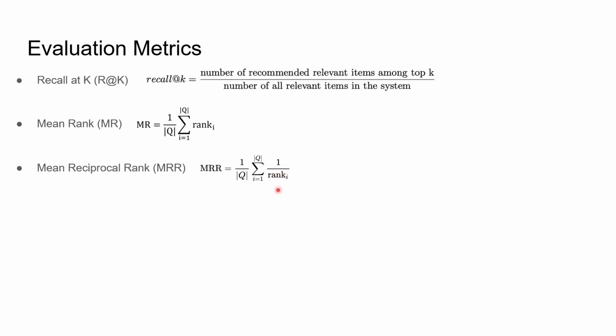It'll be 1 over 1. If it's at 500, you'll get 1 over 500. And this will affect the resulting mean reciprocal rank score.